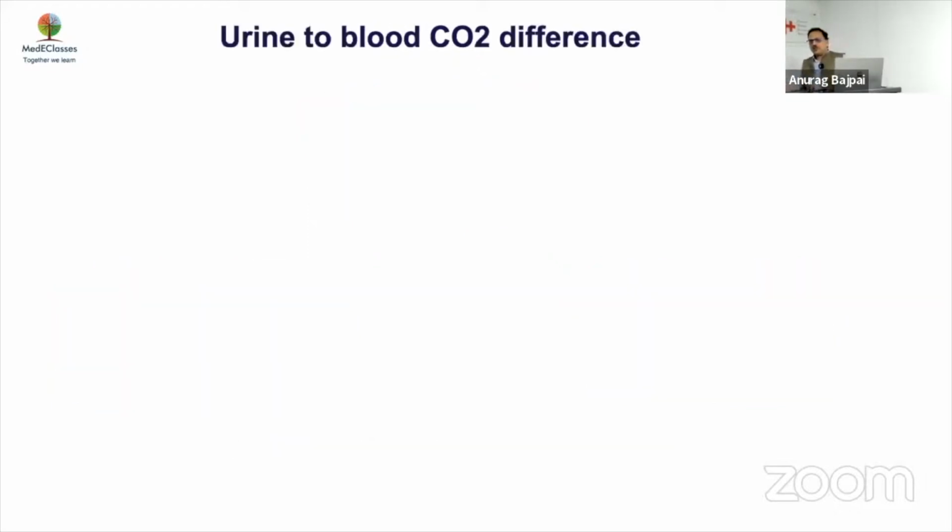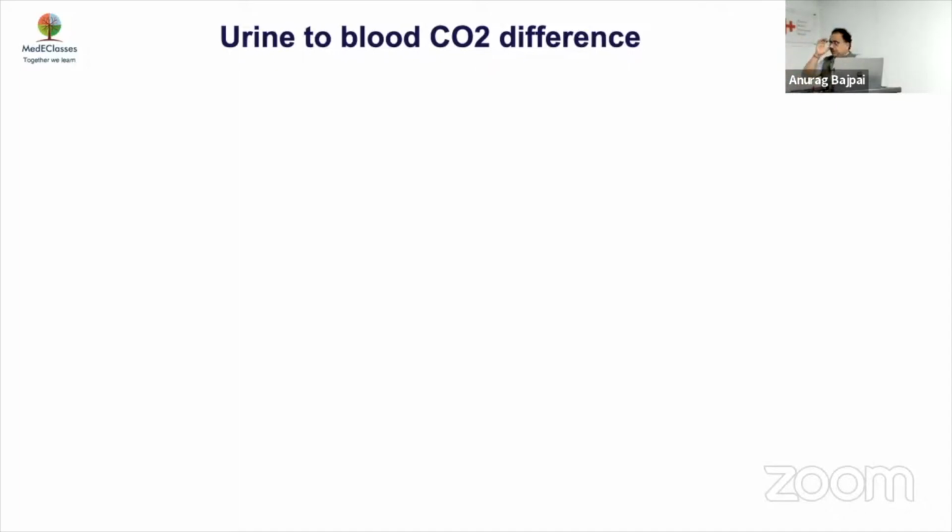Now, the best test to distinguish between proximal and distal is the urine to blood CO2 difference. What does it mean physiologically? In the acidosis, the urine to blood ratio should be high, because CO2 should be more excreted in the urine in the acidosis. So basically, we are absolutely right. The body is wanting to push out CO2, which is a marker for carbonic acid.